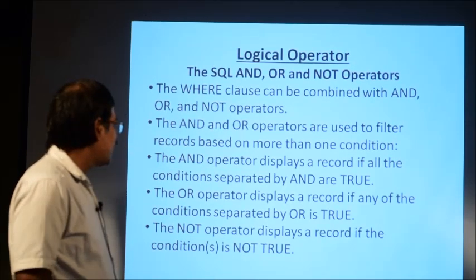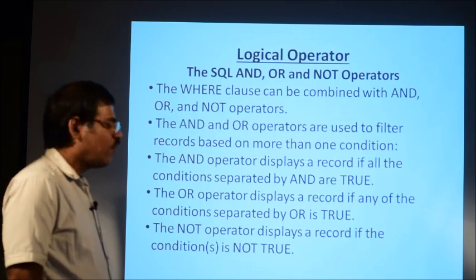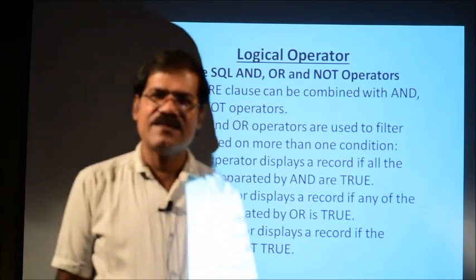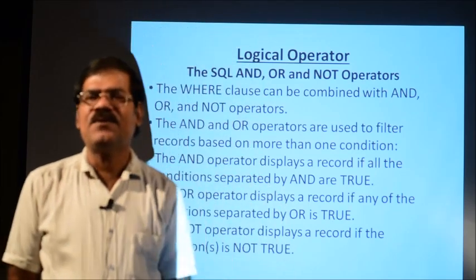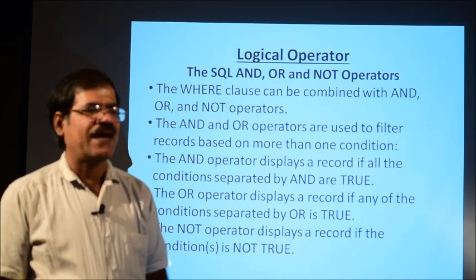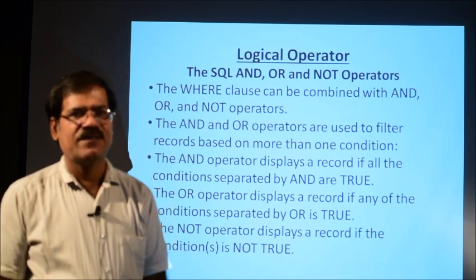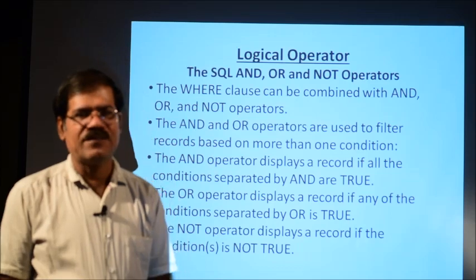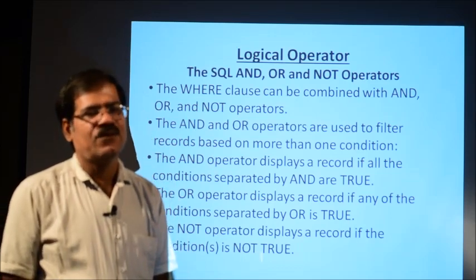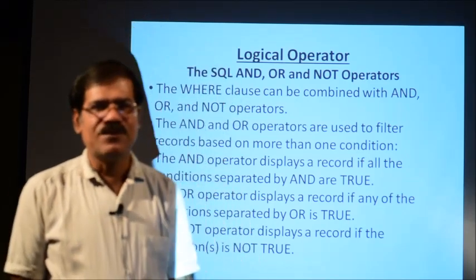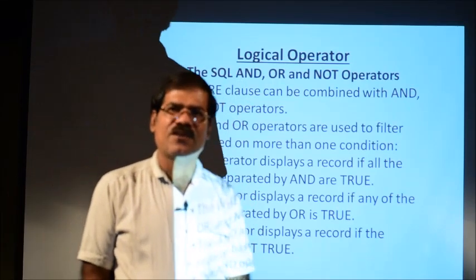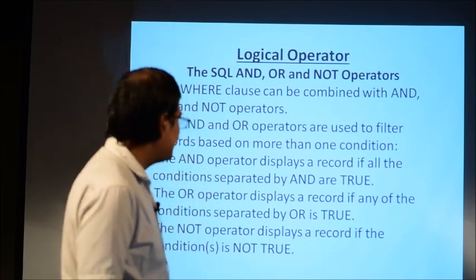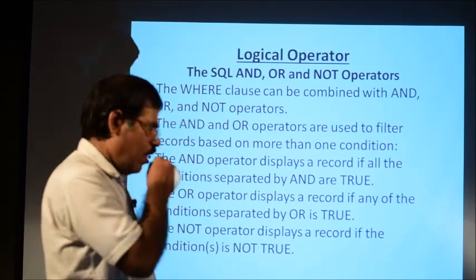The OR operator displays a record if any one of the conditions separated by OR is true, any one. If P is a statement and Q is another statement, and you find P OR Q: if P is true and Q is false, the result is true. If P is true, Q is true, the result is true. If both are false, then the result will be false. So, that means if any one of the statements is true, the result will be true.